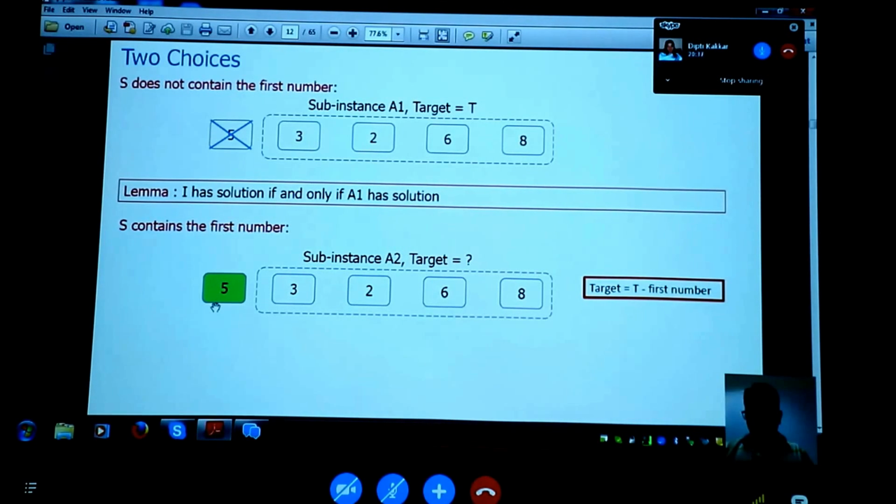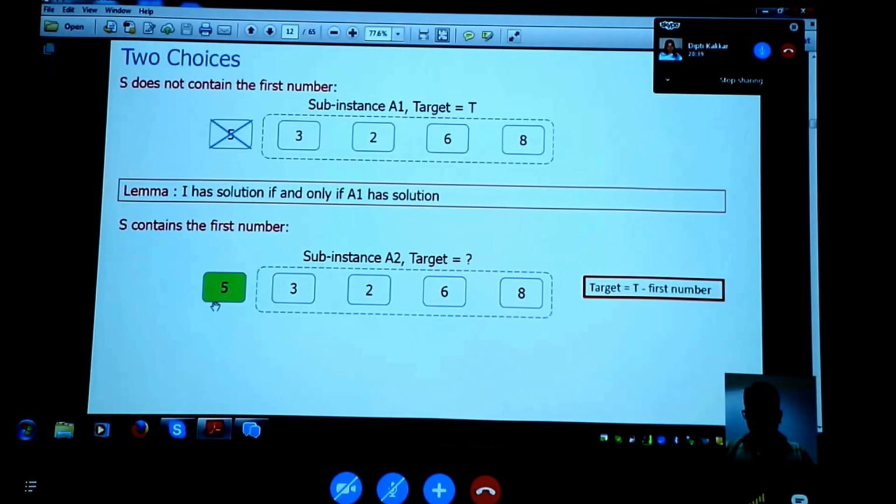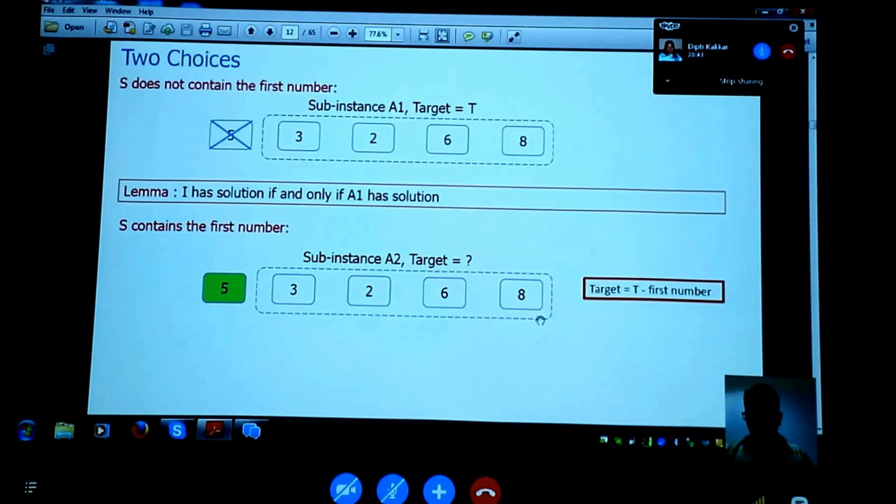Then what should S do? We assume that it has 5. Then from the remaining part, what should it be getting, right? So the target should be changed. It should be target minus the first number, because it has already picked the first number 5. The target was, let's say, 17. We assume that 5 is already there, so it should get 17 minus 5, 12, out of this remaining suffix, right?